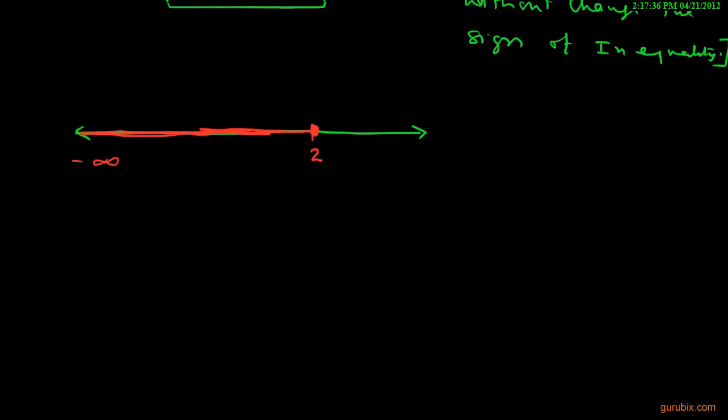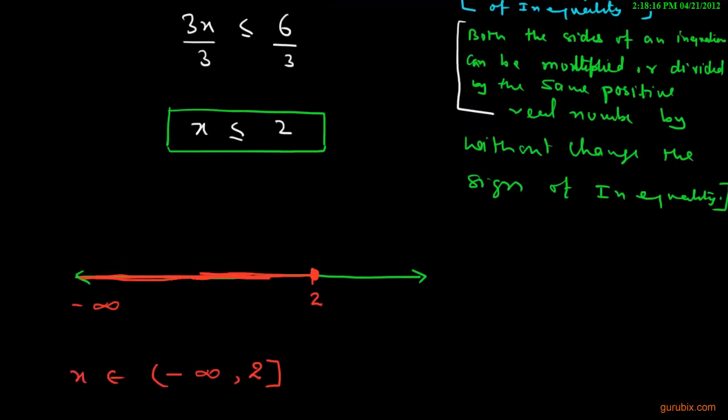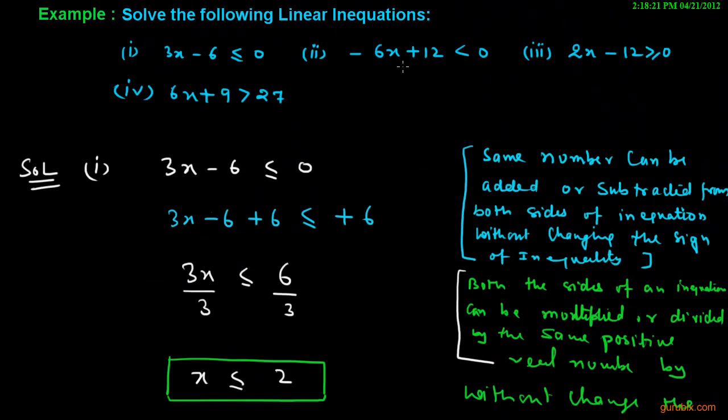So we can also write the solution set of the given inequation like this: x belongs to the interval negative infinity to positive 2, and 2 is included. That's why we use this sign of a square bracket, and here we use a small bracket or parenthesis. So this is the solution of part 1, and now we can solve the second part.